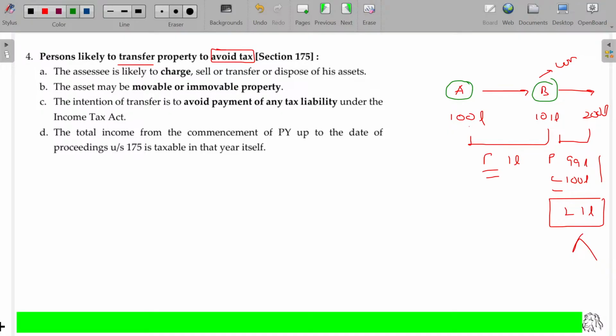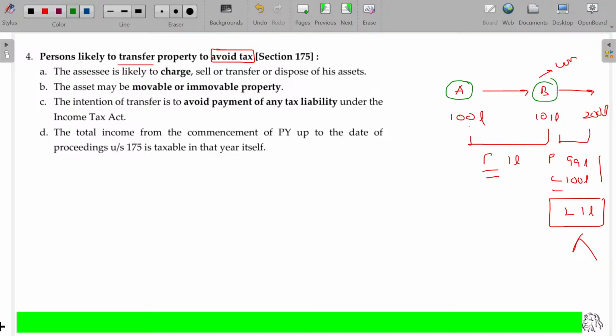Mukesh Ambani, Anil Ambani. Anil Ambani is making a loss. Immediately Mukesh Ambani says, don't bother. I'll give you 200 lakhs worth of asset for 101 lakh. You take it, then you sell it for 200 lakhs and make a huge profit. That profit you can set off against your loss. I make only 1 lakh profit, and on that 1 lakh rupees I'll pay the tax.